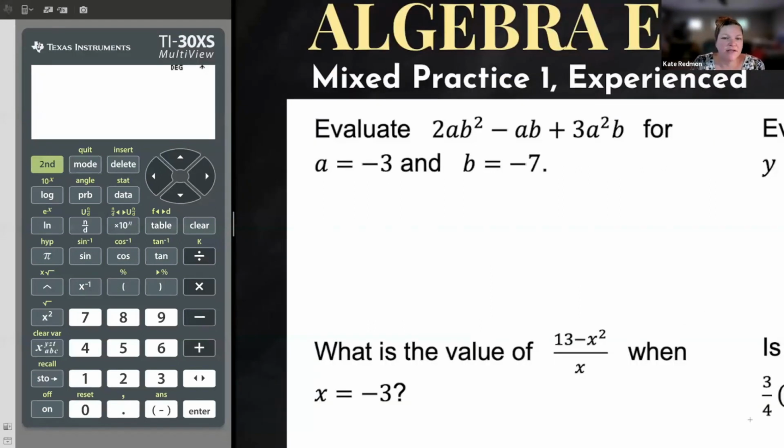First problem says, evaluate 2ab squared minus ab plus 3a squared b. And before you say, hey, Kate, you're a jerk, you said this was going to be simple, that looks disgusting. Read the rest of it. It says for a equals -3. They're telling you a is -3. And b equals -7. And they're telling you what b is.